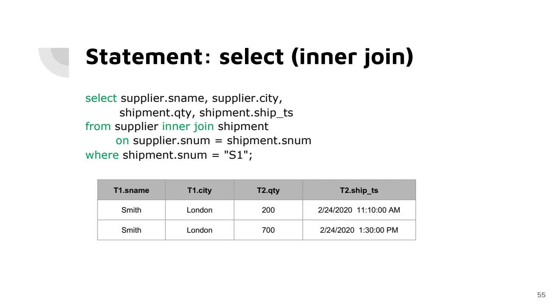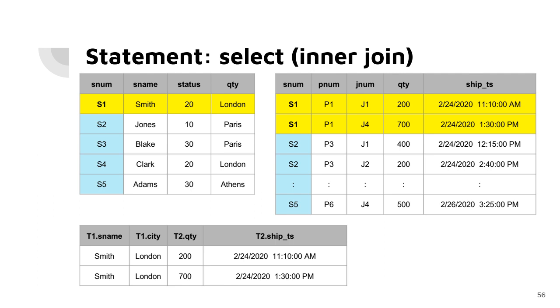And then you can have additional conditions. So here you're only interested in the first supplier and you get this result. If I go to the next slide, you see an example. I have my two tables. From suppliers, I want sname and city. From shipments, I want the quantity and the shipment timestamp.